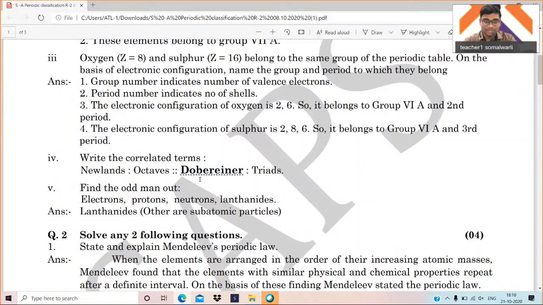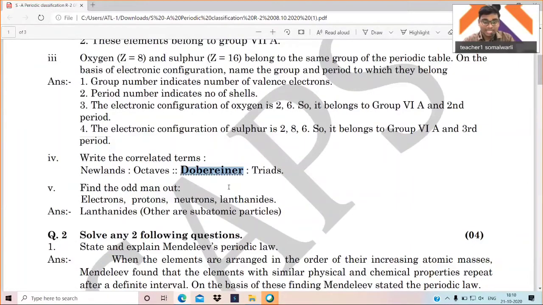So, very easy relation. Now let's find out the odd man out. The electron, proton, and neutron are subatomic particles. Of course, we know that these are inside the atom. Now, when we see the lanthanide, lanthanide is an element series.